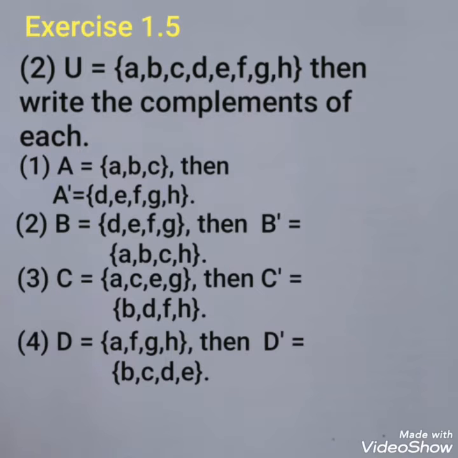Means here A' is d, e, f, g, h. B' is a, b, c, h. C' is b, d, f, h. And then D' is b, c, d, e.